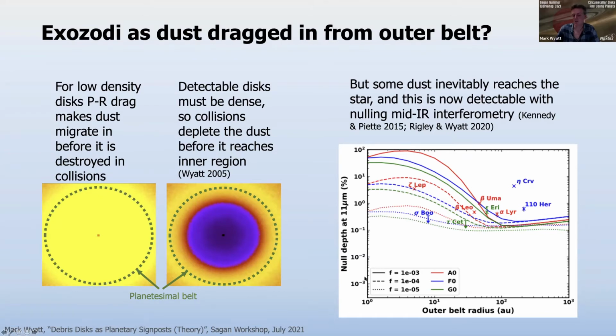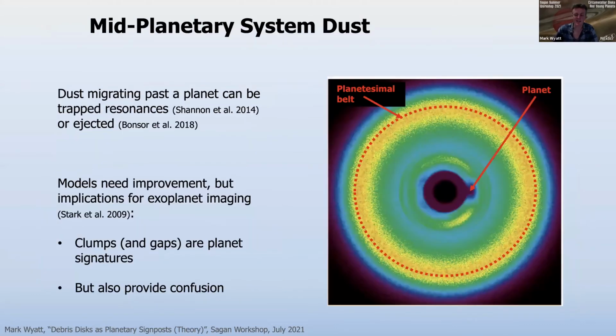So this plot on the right shows what the models predict for the null depth we expect in nulling mid-infrared interferometry from observations of stars that have outer belts. And this null depth is between 0.1 and a few percent. And it's very comparable with the levels that have been observed. And the fact that we could be seeing this dust that is in the middle of a planetary system gives us a very powerful diagnostic of the planets.